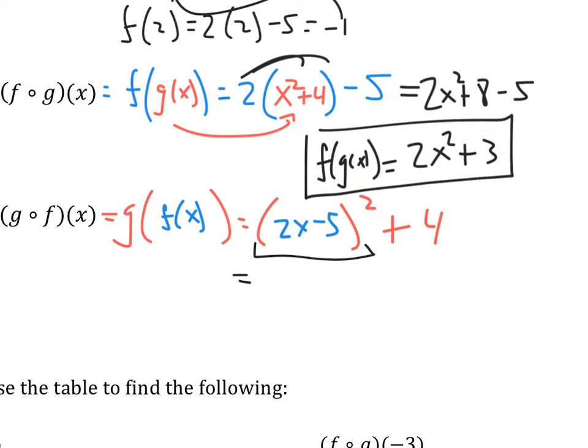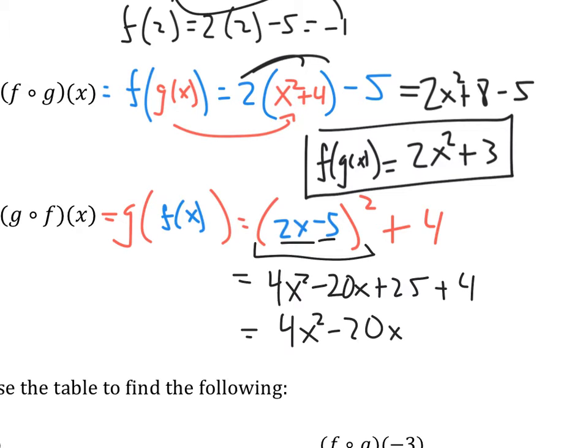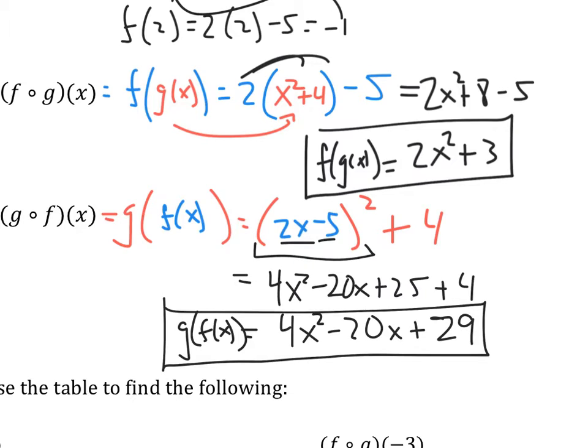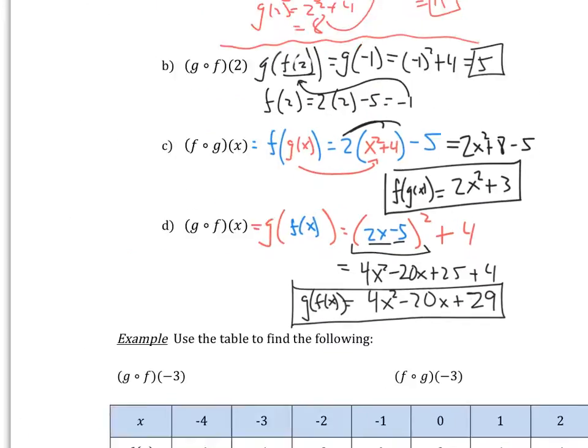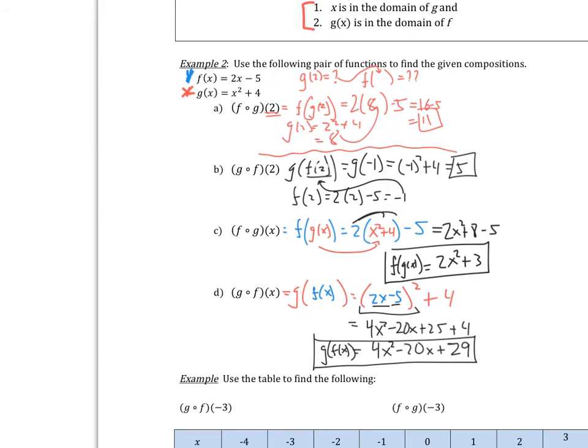We square the first thing, 4x squared. We're going to square the second part. That'll be plus 25. And then we have 2 times the product. And we multiply these things, we get negative 10, doubled 20. And then bring down the plus 4. And we can clean it up. We get 4x squared minus 20x plus 29. And that's g of f of x, also known as g composed with f. So again, the idea is we have 2 functions, and we can put them together.